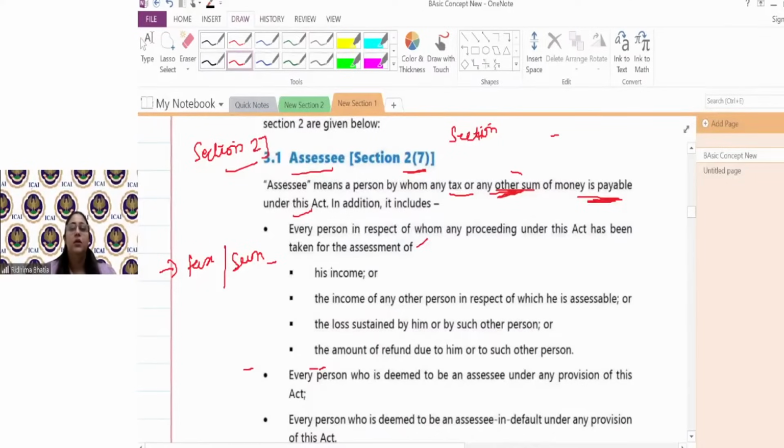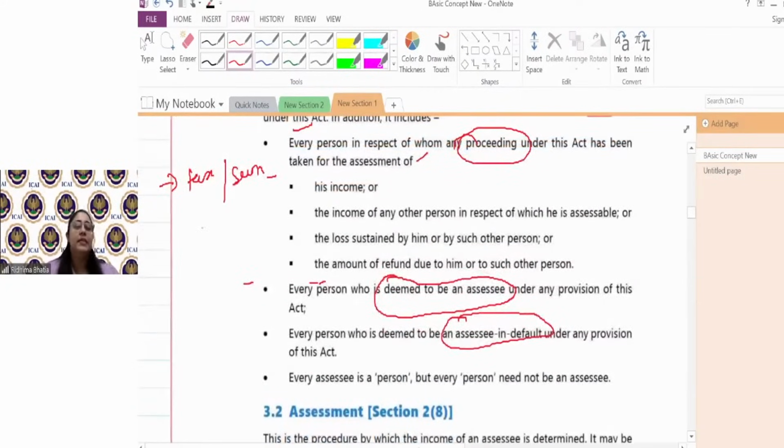But उसके साथ साथ assessee is also a person जिसके खिलाफ कोई proceedings चल रही है. Proceedings मतलब कोई legal action चल रहा है और कुछ procedure चल रहा है. Okay, that person is also assessee. या किसी को assessee माना जा रहा है. He is not an assessee but he is deemed to be an assessee. और assessee in default मतलब वो assessee है और उसने कुछ गलती करी, वो भी assessee माना जाएगा. So can I say assessee की definitions में 4 part है. This is how you have to remember.